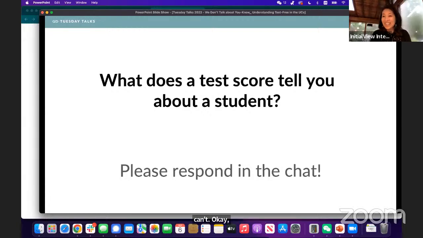Okay, now you can chat. Go to the chat box. It looked like you guys were blocked. Go to the chat box and tell me, what does a test score tell you about a student?